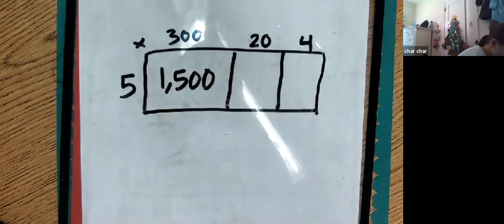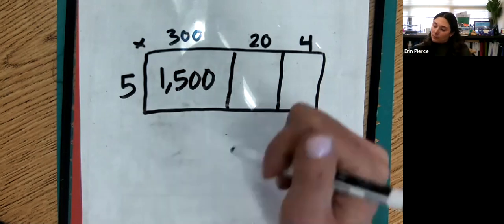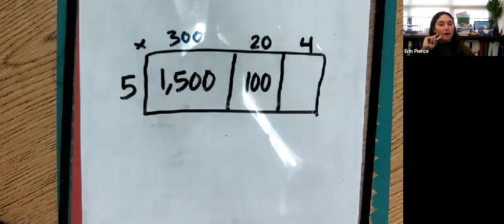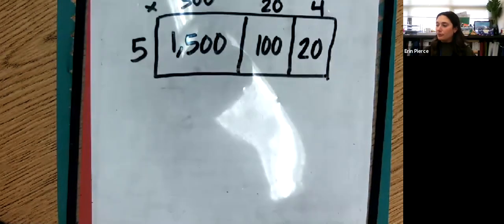Good. My next block, 5 times 20. Mason. 100. My last block, 5 times 4. Kira. 20. Okay. Let's go ahead.